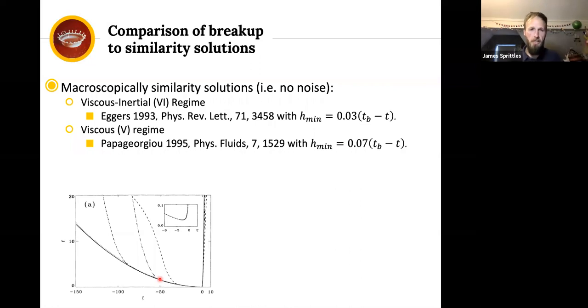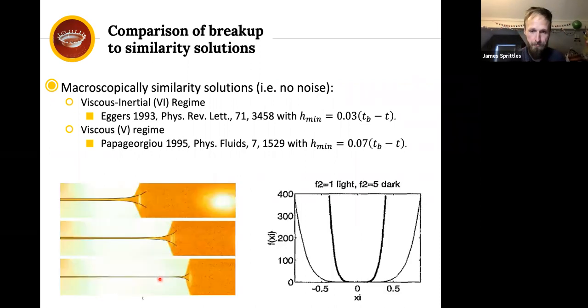Okay, so there are similarity solutions which have been proposed for the breakup. There's two particularly famous ones, one by Eggers in '93, which considers the balance of viscosity, inertia, and capillarity, and then one by Dimitrios in '95, which is the balance of viscosity and capillarity. And they are well known to produce different kinds of shapes. But of course, now what we're really interested in is what happens when we have fluctuations as well.